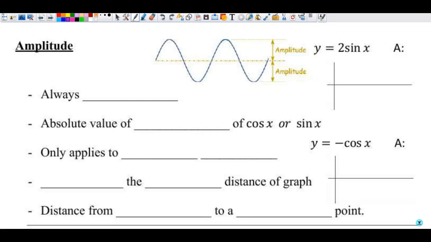Okay. So the first thing we're going to look at is the amplitude, right? And hopefully this stuff copied well for you, but your amplitude is the A, right? It is always positive.